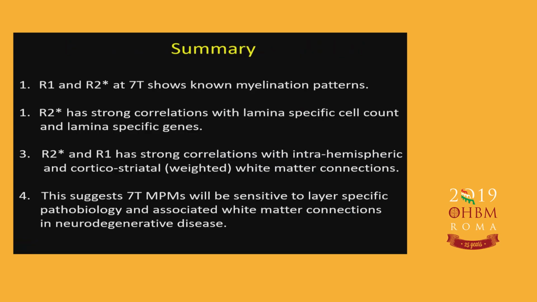So I just want to summarize: R1 and R2 star at 7T show no myelination patterns. R2 star has strong correlations with lamina-specific cell count and lamina-specific genes. R2 star and R1 have strong correlations with intrahemispheric and corticostriatal weighted white matter connections. And I think this suggests that if we apply this type of framework to disease, such as neurodegenerative disease, we can begin to track changes in white matter and gray matter using these approaches and get some lamina specificity.